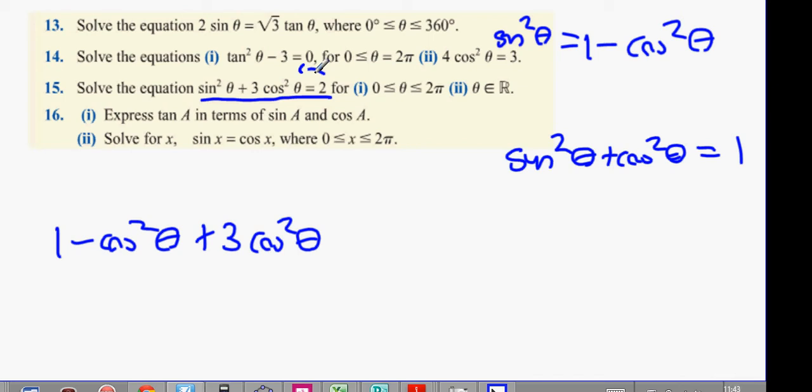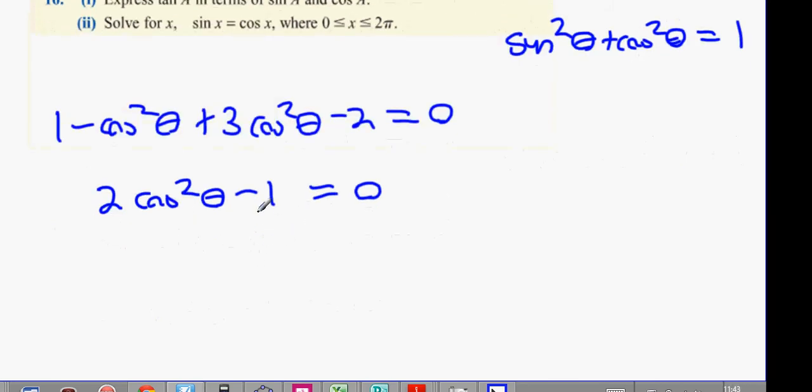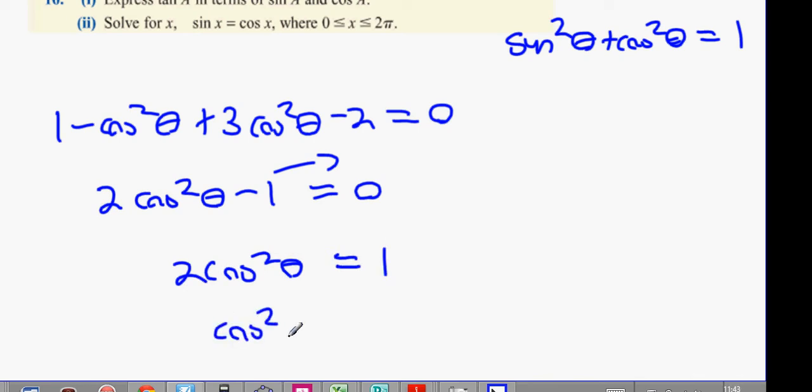Bring over the 2 over the other side. Minus 2 equals 0. Happy with that? Then what we're looking at here is 2 cos squared theta. Oh, we have nothing but cos squared thetas, do we? And that's going to be minus 1 equals 0. Now, this is a quadratic equation, but I'd like to solve it like this, if you will. Bring the 1 over the other side, and we get 2 cos squared theta equals 1. Cos squared theta therefore equals a half.